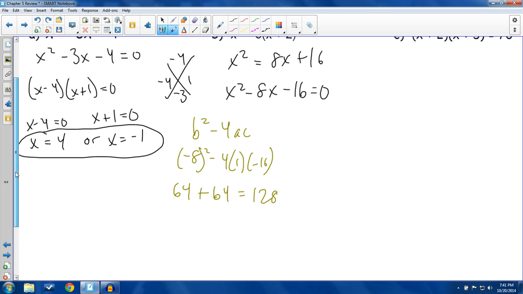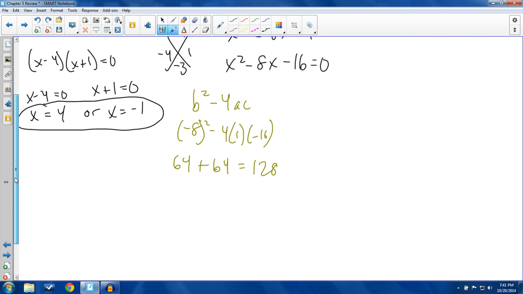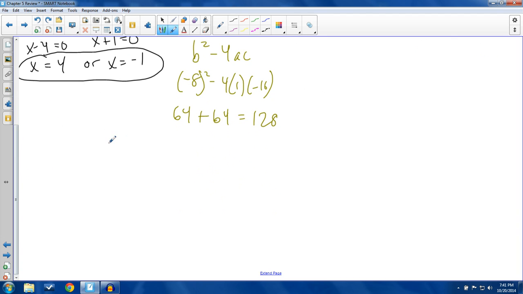Okay. Now when we get 128 here, that's what's going inside your square root. So maybe before I even begin, because I know I'm going to take the square root of 128, let's simplify this first. Now we know 128 is 64 times 2. That's square root of 64 times square root of 2. Square root of 64 is 8, so we're left with 8 root 2.